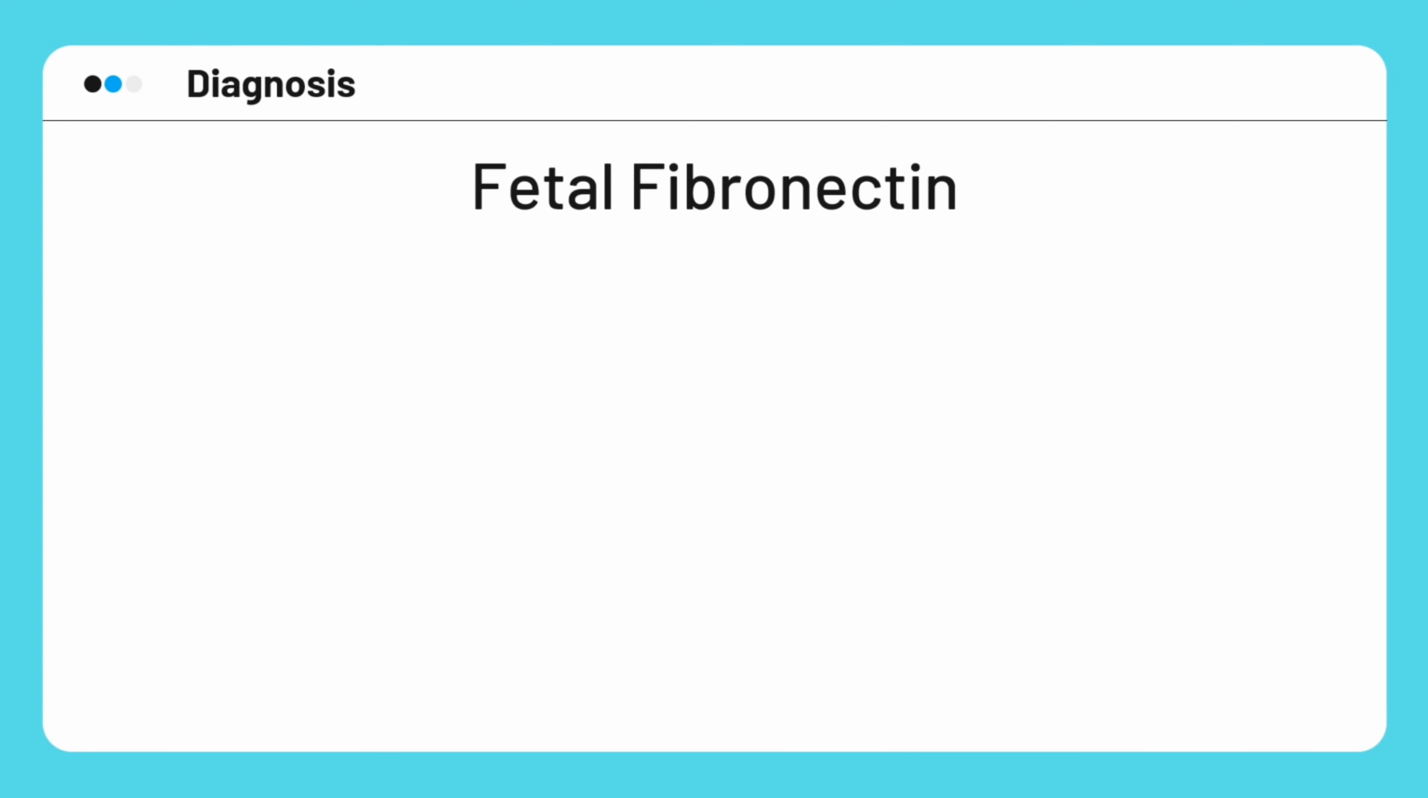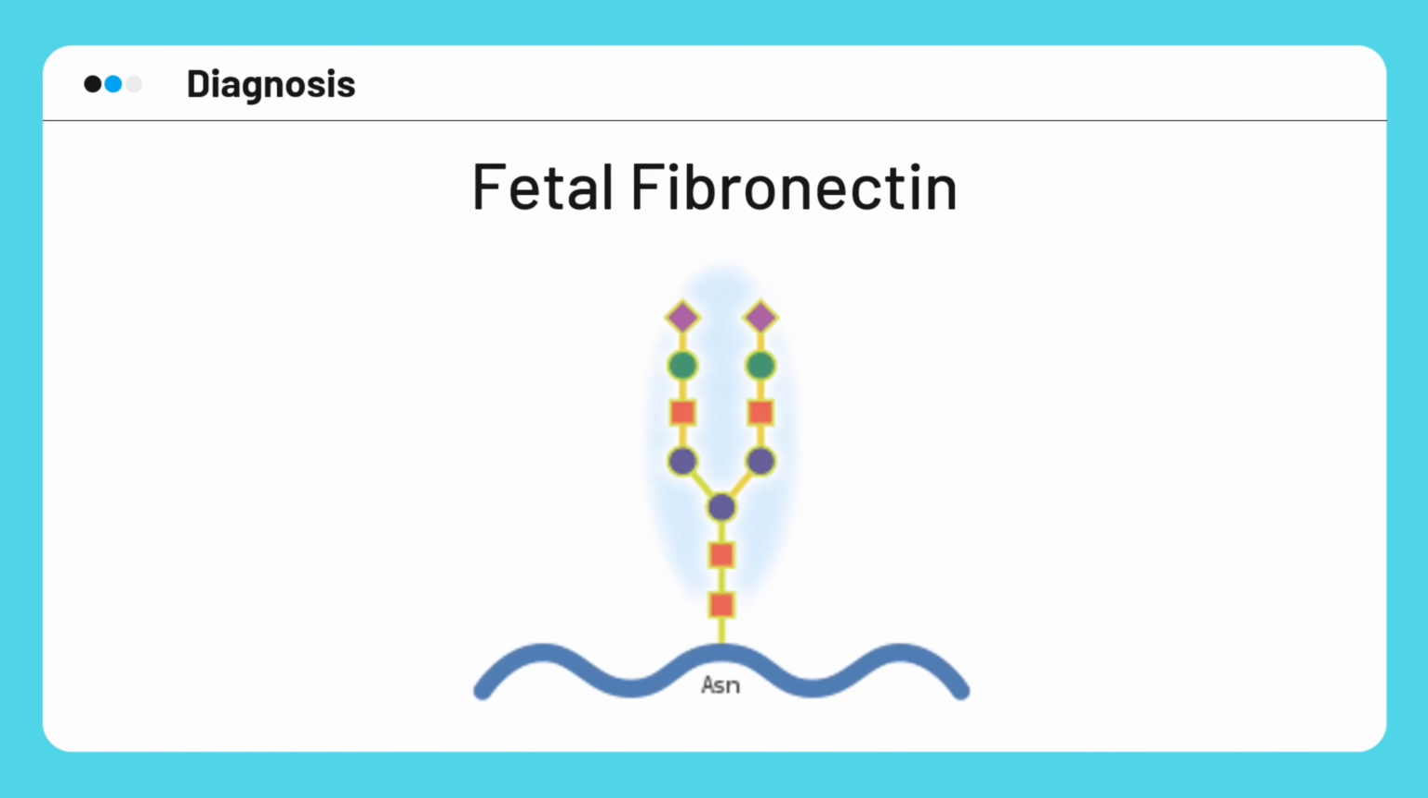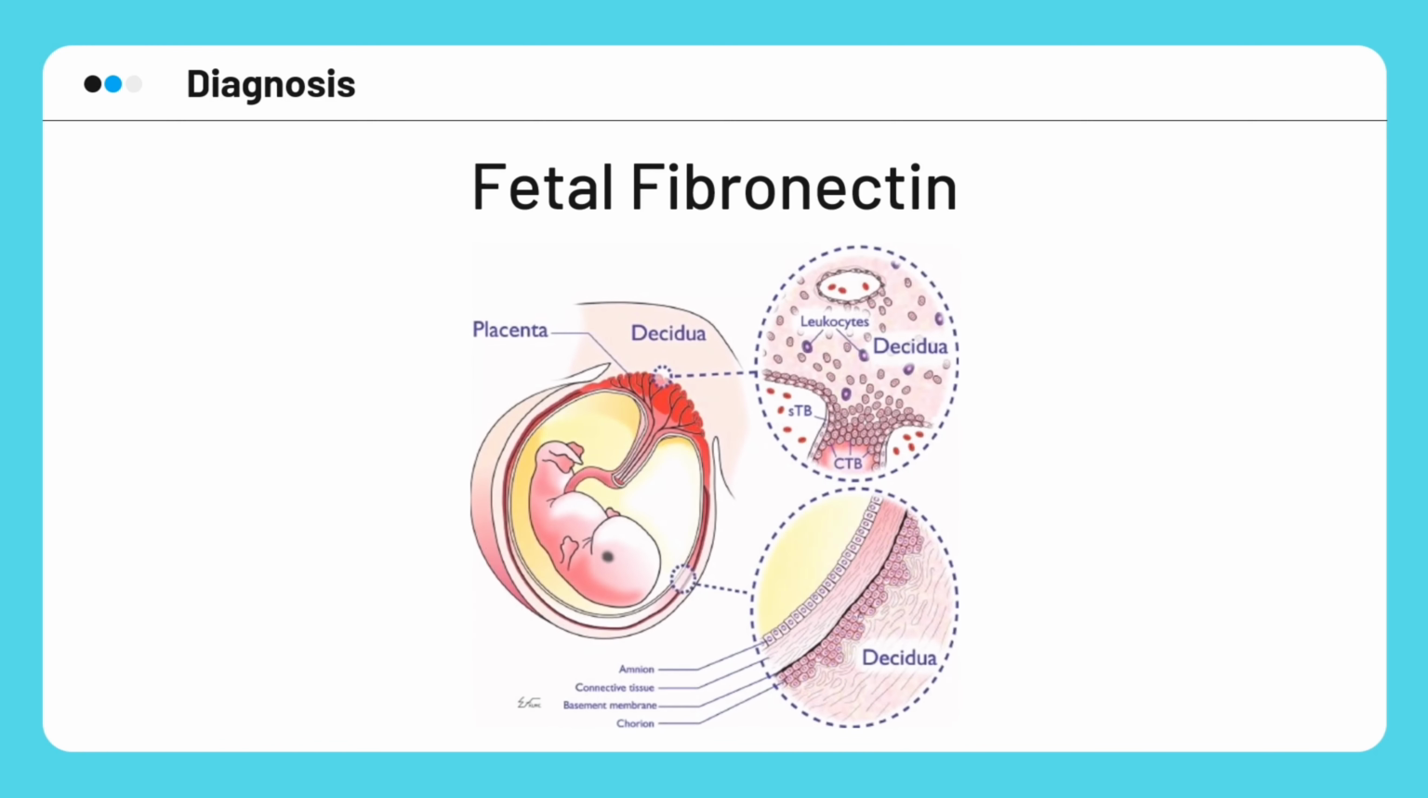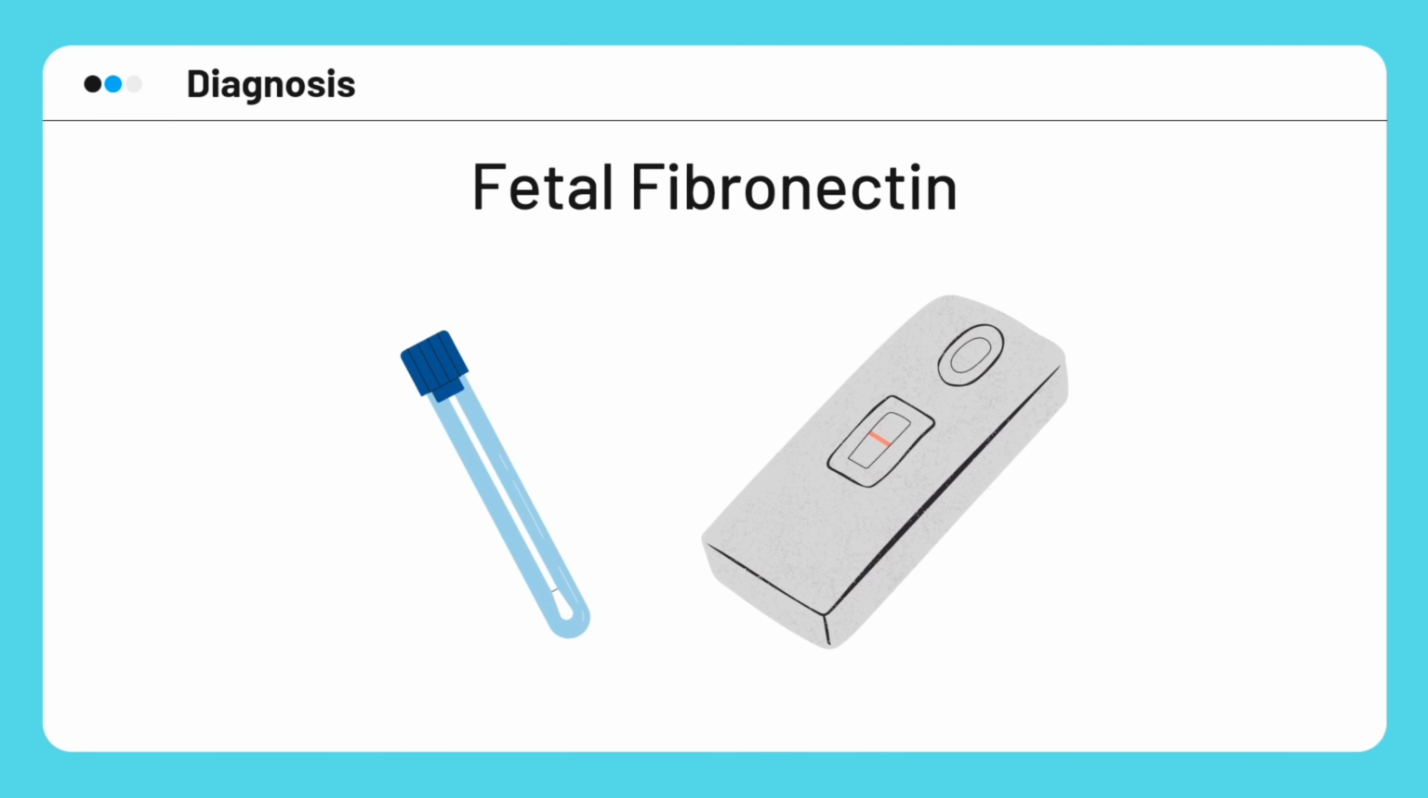The next is fetal fibronectin. These are glycoproteins responsible for the adhesion of the placenta to the decidua. They are released after damage to the membrane and are detectable in the amniotic fluid.